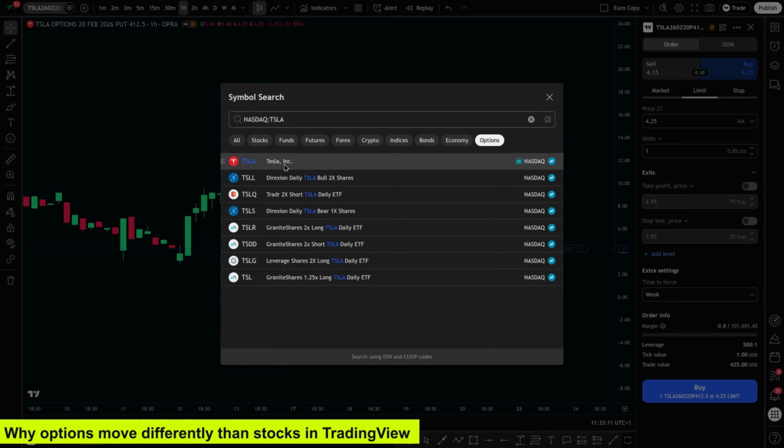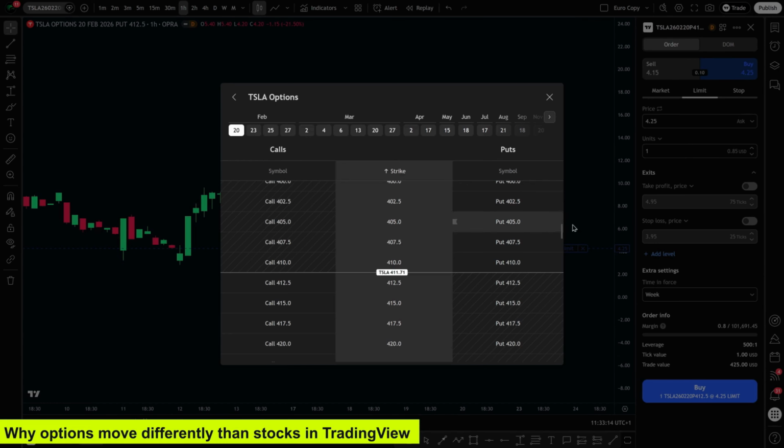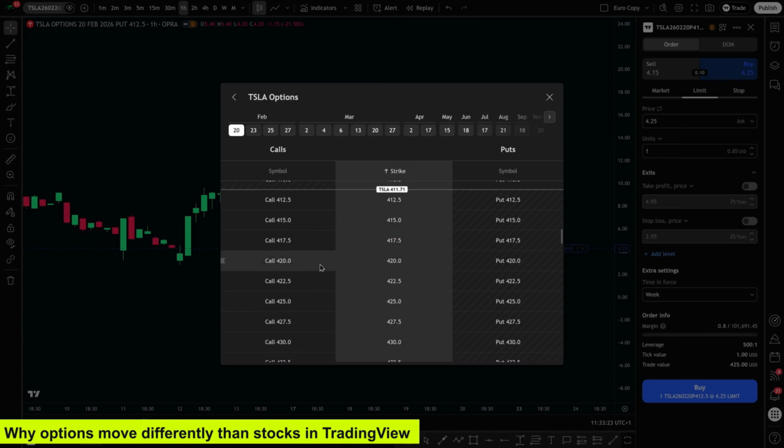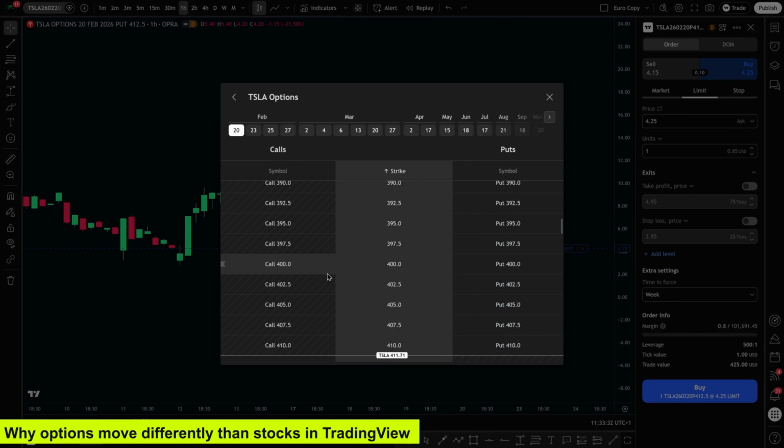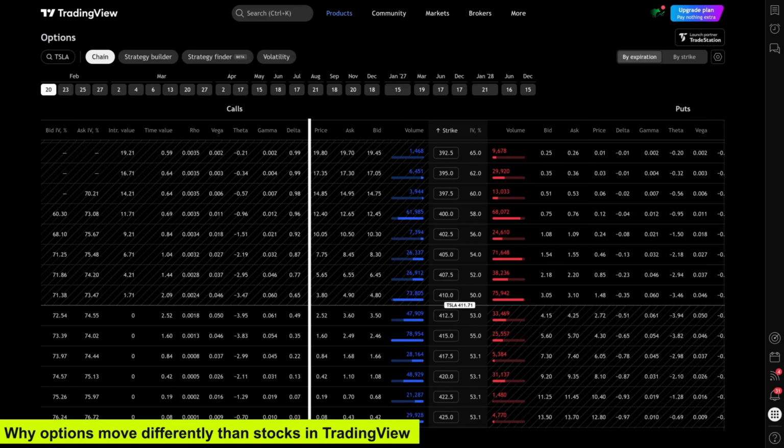When you watch a stock move $1 on your TradingView chart, the option does not automatically move $1. Options move differently because they are derivative contracts. They are not the stock itself. They are contracts based on the stock. An option's price depends on multiple factors. First is delta. Delta measures how much the option is expected to move for every $1 move in the stock. If a call has a delta of 0.50, it will move about 50 cents for every $1 move in the stock. Second is implied volatility.